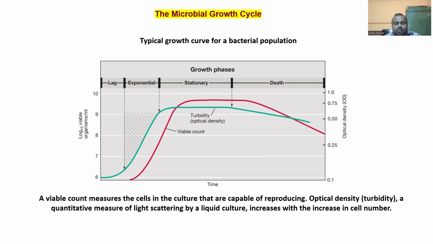When you take some amount of cells and allow them to grow, the cell number will double due to generation time, the cells will grow, the turbidity will increase, and the optical density will increase. And if you grow the cells and plot the log number of viable cells versus time, you will find a graph like this. Here the two graphs show, with respect to time, the log number of viable cells and the optical density of that bacterial population.